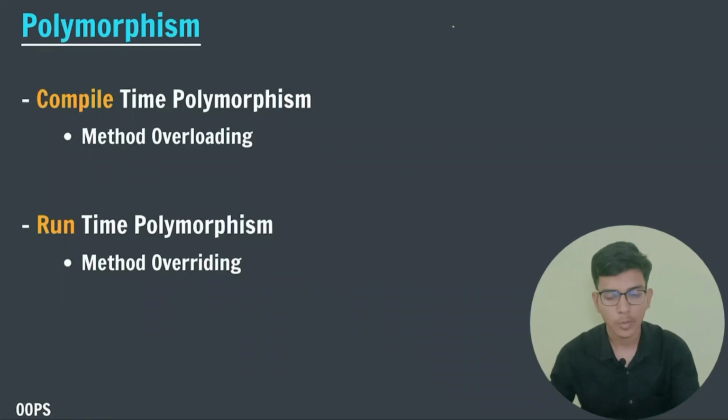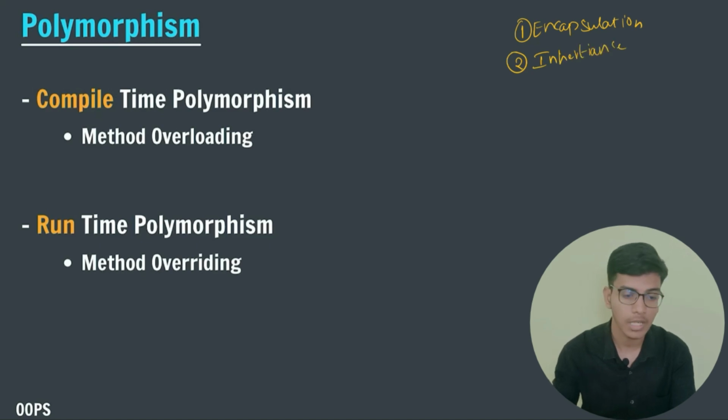Now let us talk about polymorphism. In the previous classes we have talked about the two pillars of OOPS, that is first of all encapsulation. After that we have already studied the second pillar, that is inheritance. Now we are going to talk about our third pillar of object oriented programming, that is polymorphism.